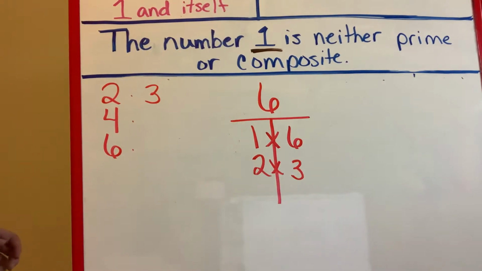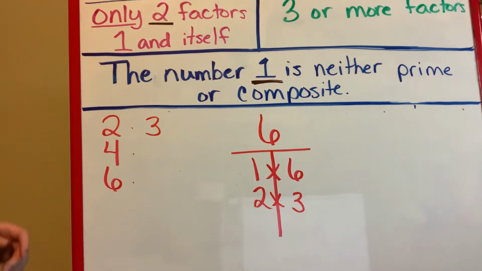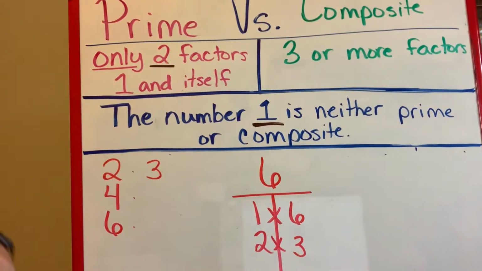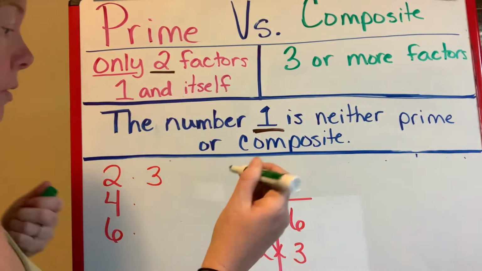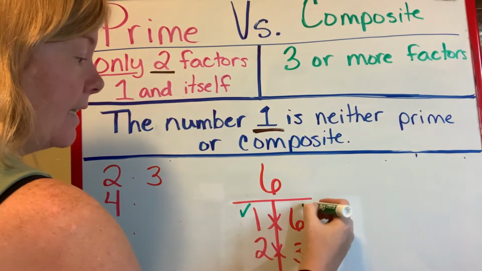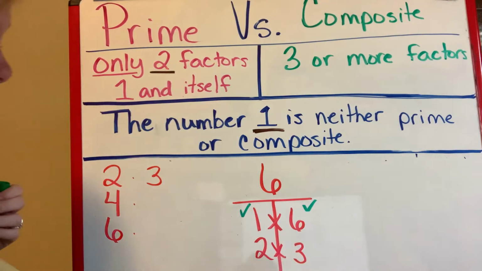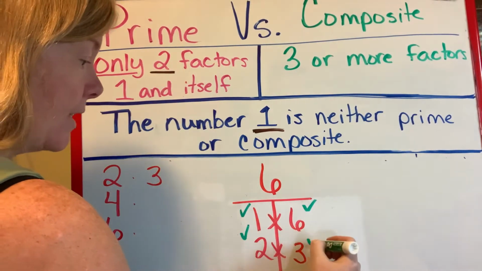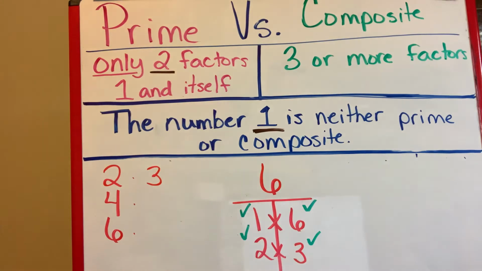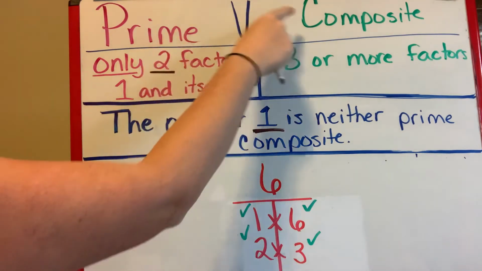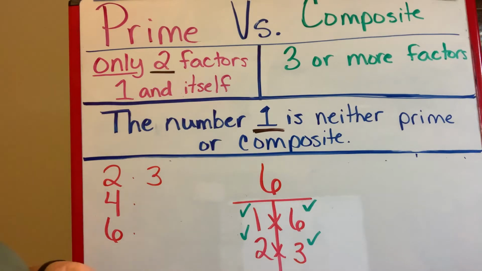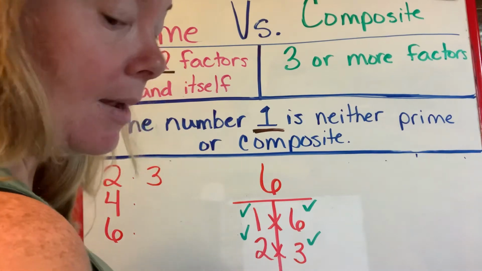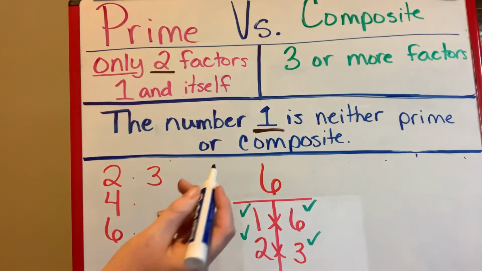So, looking at the rules, how many factors does the number 6 have? It has 1 and itself, so 2. It has 2 and it has 3. So there are 4 numbers here. So is it prime or composite? Perfect. It is composite.